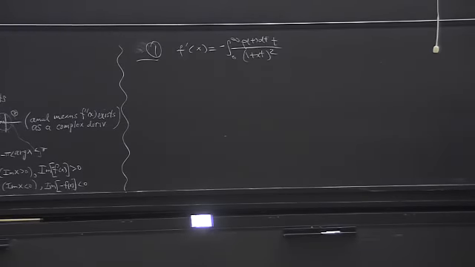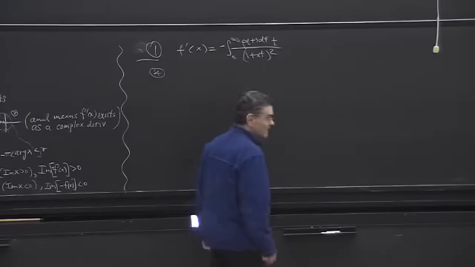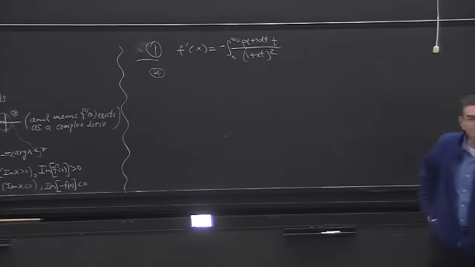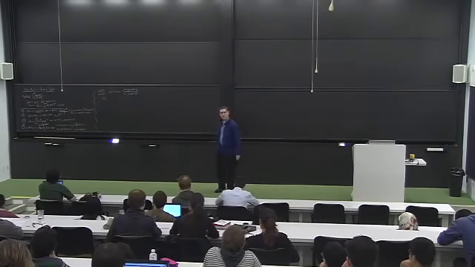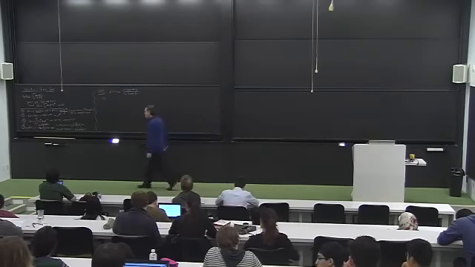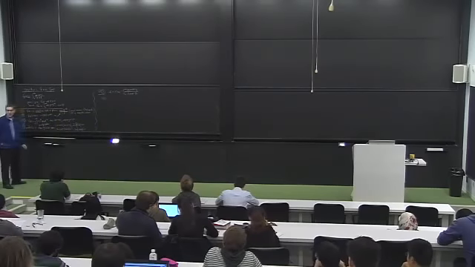However, what about property 4? How do you prove this? This is a word that most people have not seen before, Herglotz. How do you prove that this function here is Herglotz?